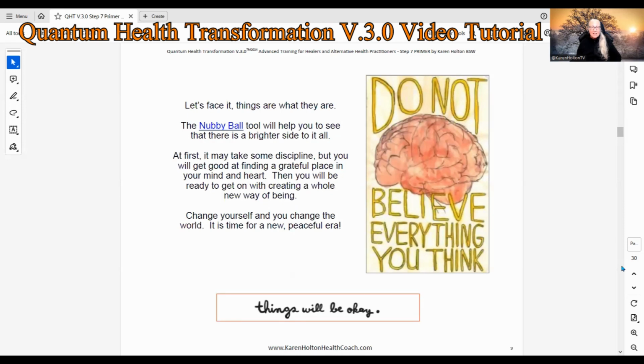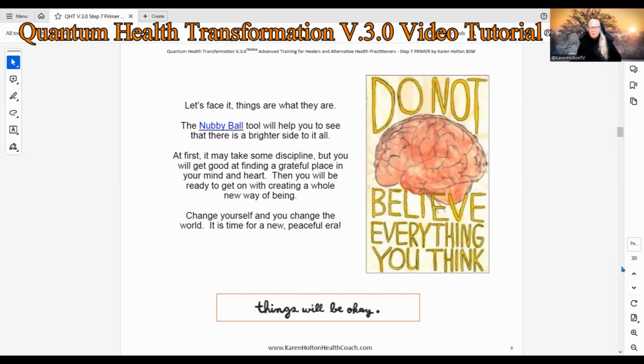Let's face it, things are what they are. The Nubby Ball tool will help you to see that there is a brighter side to it all. At first, it may take some discipline, but you will get good at finding a grateful place in your mind and heart. Then you'll be ready to get on with creating a whole new way of being. Change yourself and you change the world. It is time for a new peaceful era.